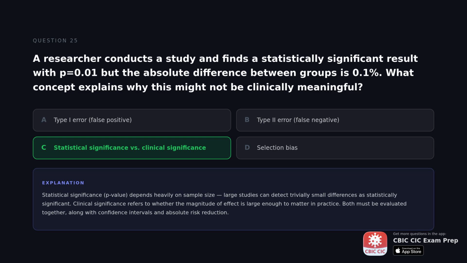The correct answer is statistical significance vs clinical significance. Statistical significance, the p-value, depends heavily on sample size. Large studies can detect trivially small differences as statistically significant. Clinical significance refers to whether the magnitude of effect is large enough to matter in practice. Both must be evaluated together, along with confidence intervals and absolute risk reduction.